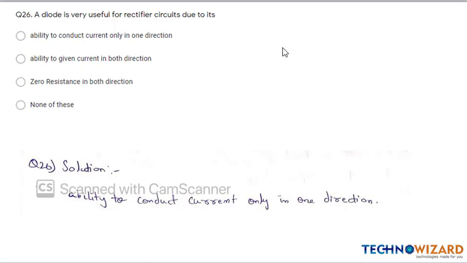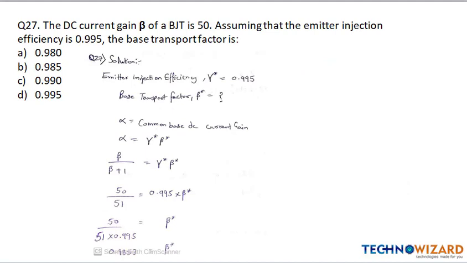Now a diode is very useful for rectifier circuit because it can flow current in only one direction. Okay, if a diode is forward biased, then it can flow current in this direction only. Okay. Now this question is very important. This is a GATE level question also, and it might come in your paper.